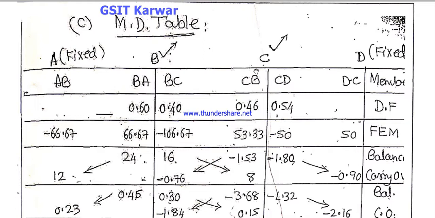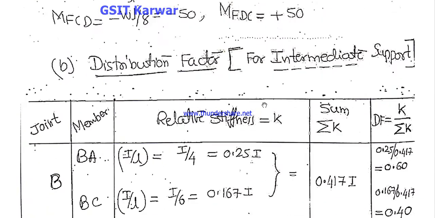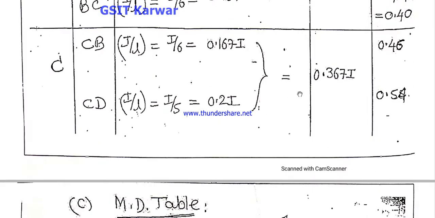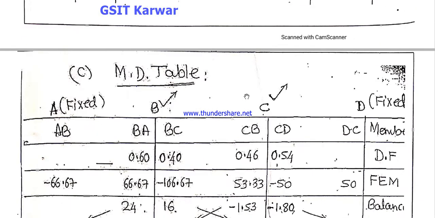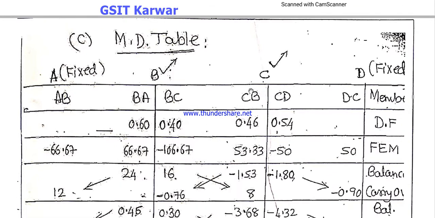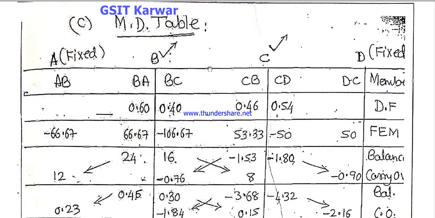This is the continuation of the last class problem. Last class, we stopped at the step of calculating the distribution factor. Now we are going to take the next step, the moment distribution table. How are we going to prepare this moment distribution table, or how are we going to calculate the moments using it? Let us see.